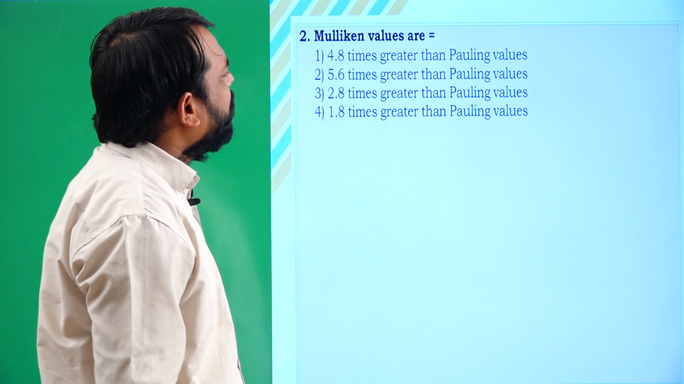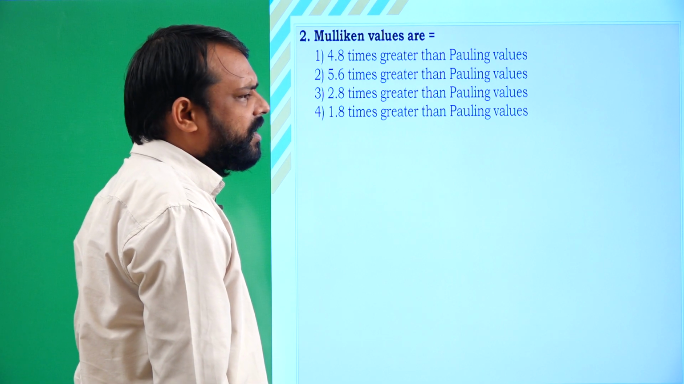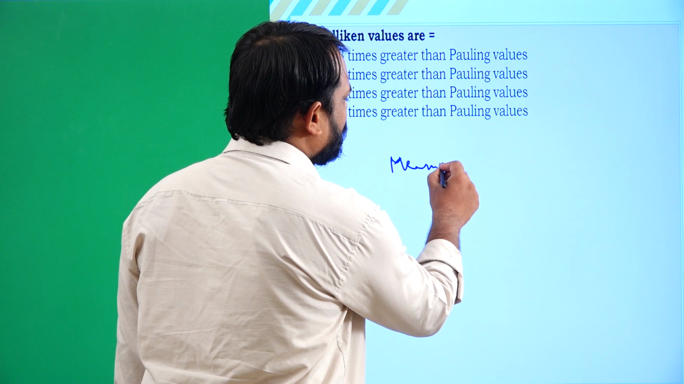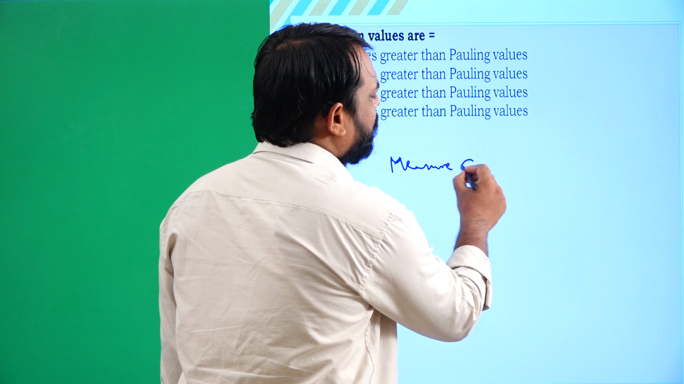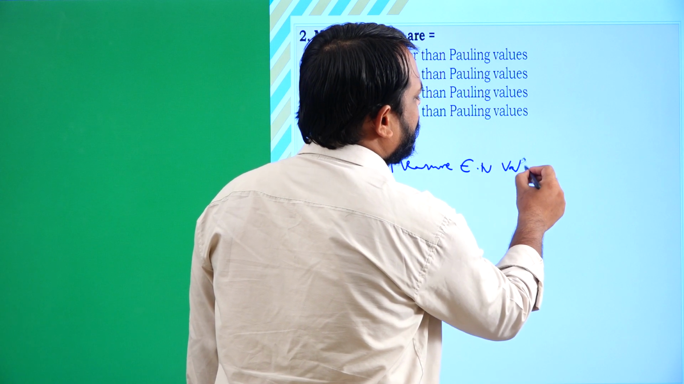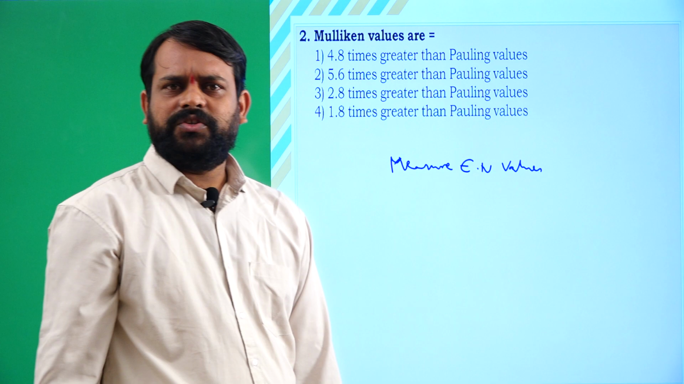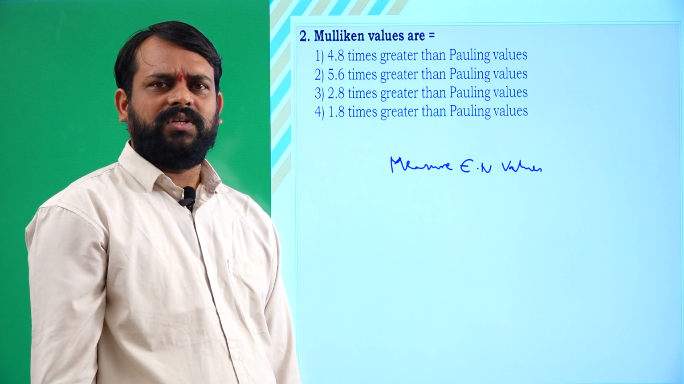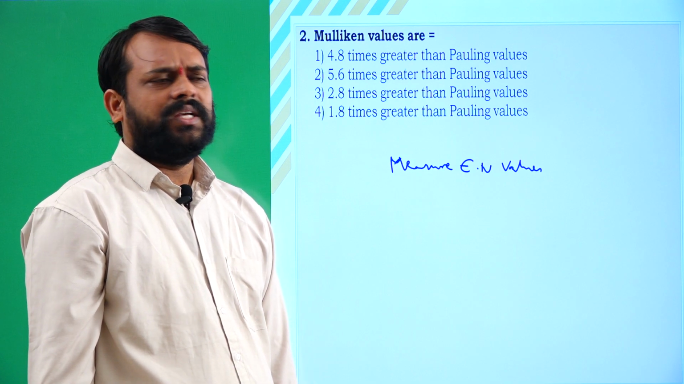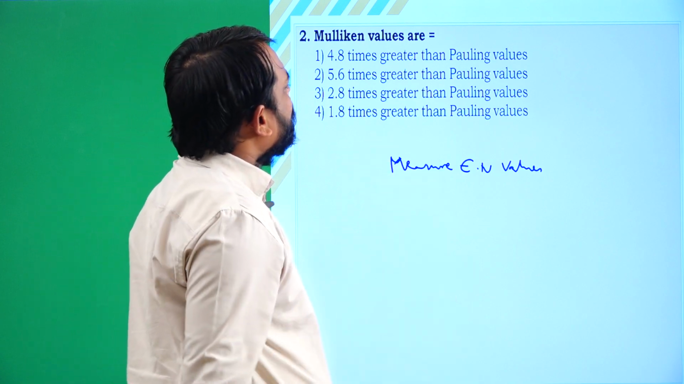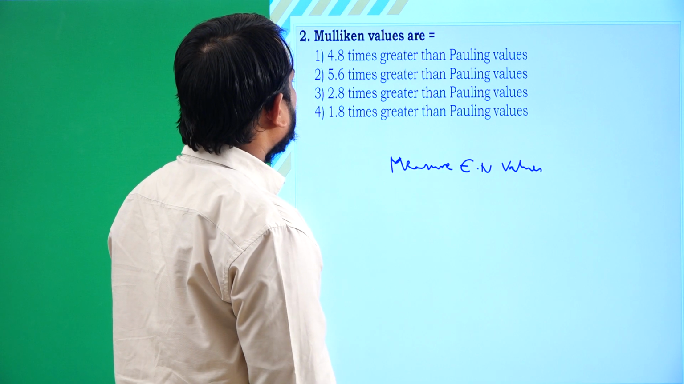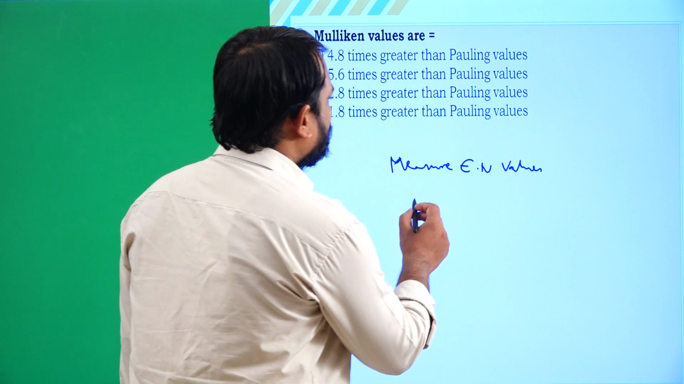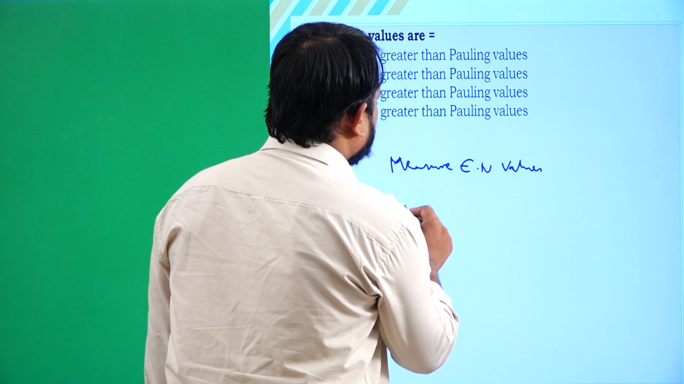What is the next question? Mulliken values are. Here, the Mulliken scale is used to measure electronegativity values. We have different types of scales: Pauling scale, Mulliken scale and Alfred Rochow scale. One of the scales is the Mulliken scale. So the question is, Mulliken values are, compared with Pauling values.